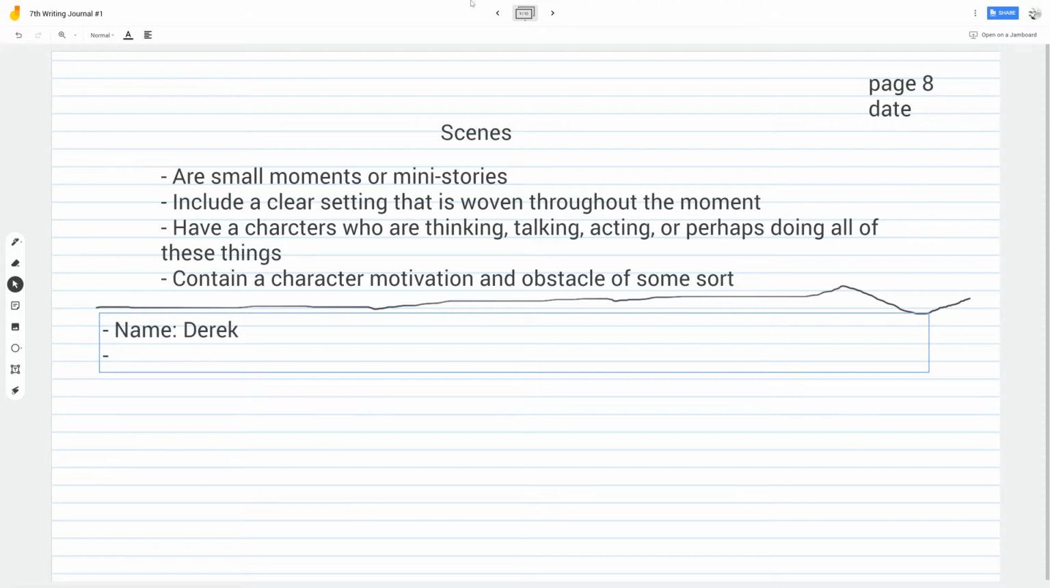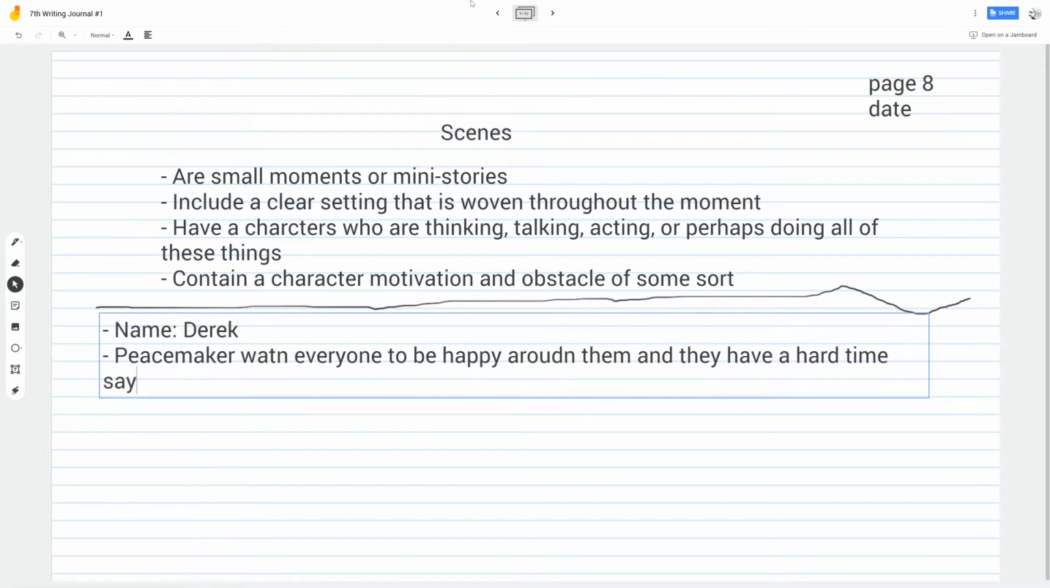Okay, next, I need to think about a dominant trait that my character has. And oddly enough, I think that my character is a peacemaker. I actually think that they want everyone to be happy around them. And also, I feel like they have a hard time saying no. One of the reasons that I put those things down is I actually think that I'm a little bit like that. And so even though I'm not telling you that you need to do this, I'm kind of thinking about, boy, what if at some point when I was younger, I realized that I was a bully? How would I confront that?